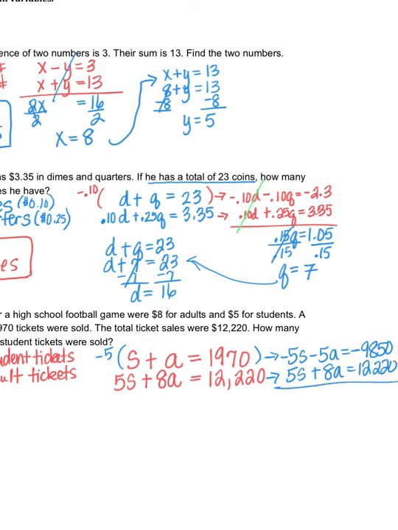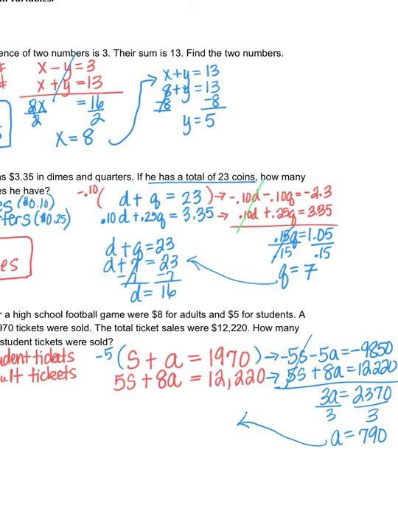12,220. Okay, that cancels out my S's. So that would leave negative 5A plus 8A is 3A. And then negative 9850 plus 12,220 gives me 2370. Divide both sides by 3 would give me A equals 790 adult tickets.